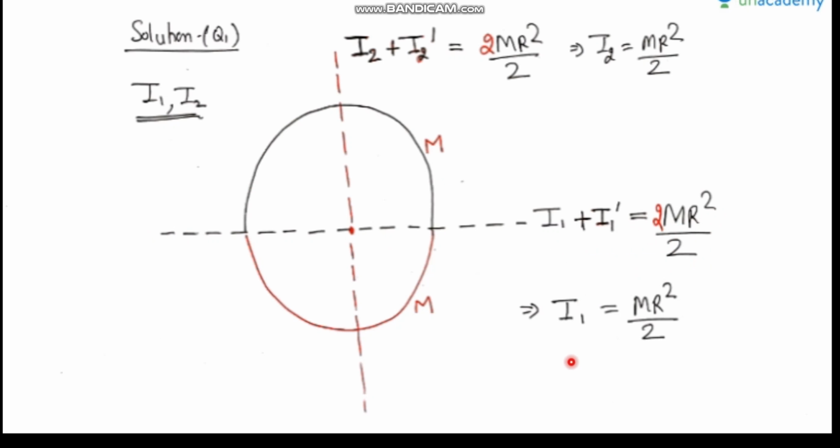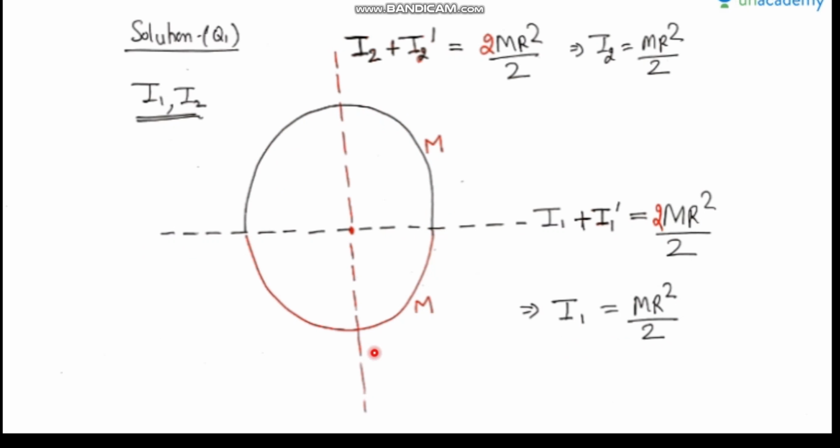That means I1 is mr square by 2. This 2 and 2 will cancel out. We will be left with I1 is equal to mr square by 2. So the moment of inertia of this about this is mr square by 2. The same discussion holds good for this axis also.